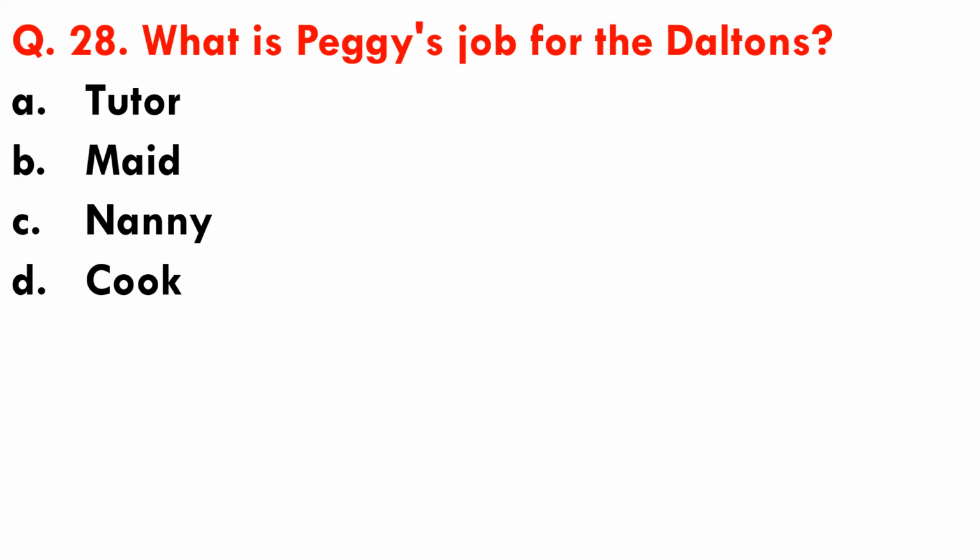Question number 28. What is Peggy's job for the Daltons? Options are A, tutor, B, maid, C, nanny, D, cook. So Peggy's job is that of a cook for the Daltons. Option D is the correct answer.